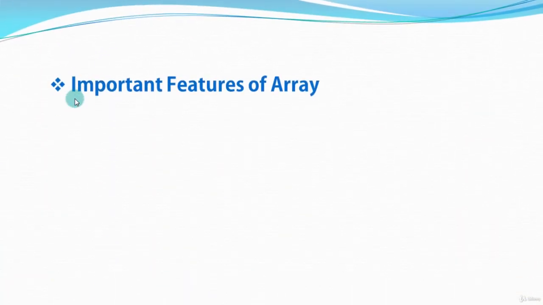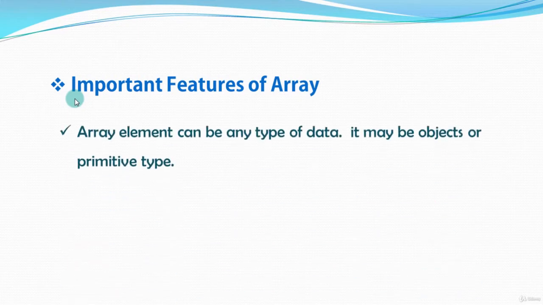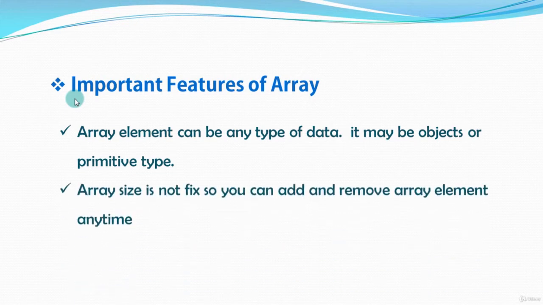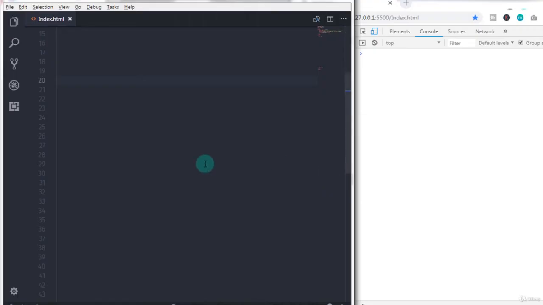So let's take a look at the important features of an array. Array elements can be any type of data. It may be an object or primitive type. Array size is not fixed, so you can add and remove array elements anytime. Array is zero based. So the first element of the array is 0 and the next element is 1 and so on. To declare an array, we can use square brackets, and to separate elements use a comma.